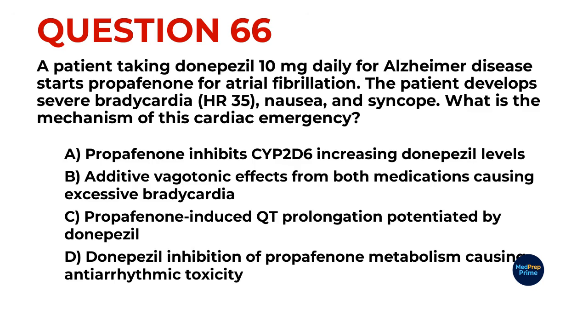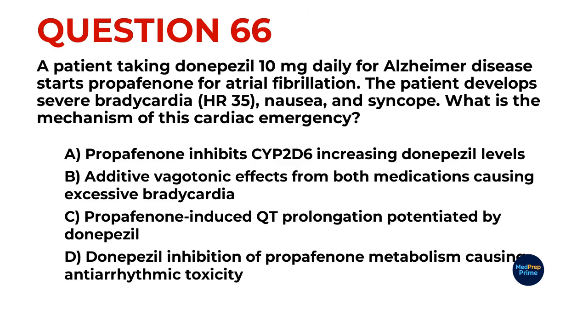A patient taking donepezil 10 mg daily for Alzheimer's disease starts propafenone for atrial fibrillation. The patient develops severe bradycardia, HR 35, nausea, and syncope. What is the mechanism of this cardiac emergency?